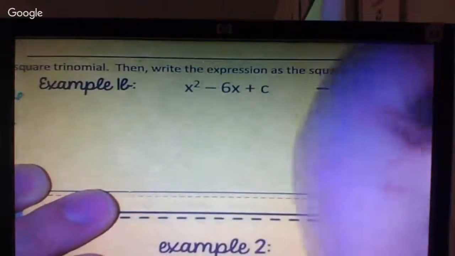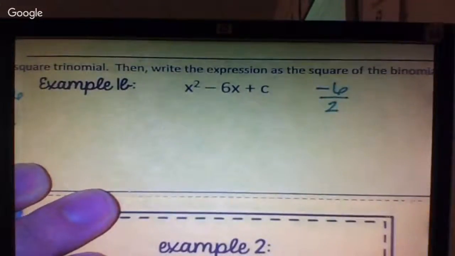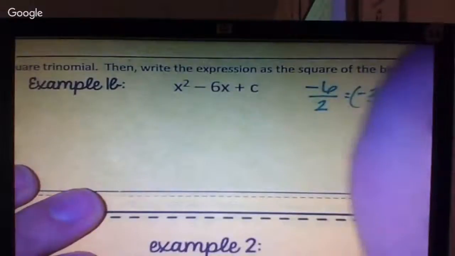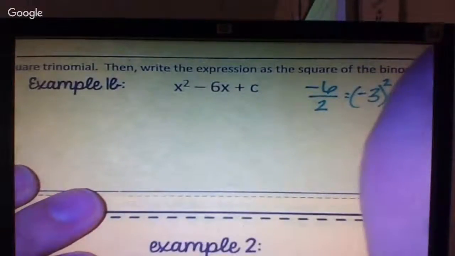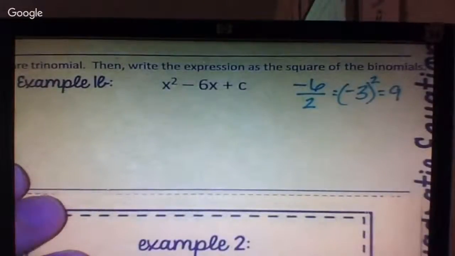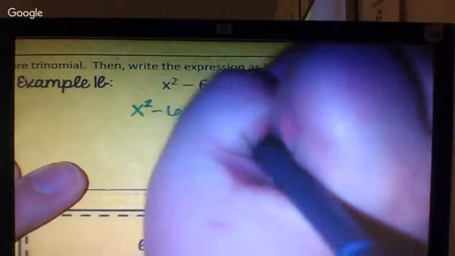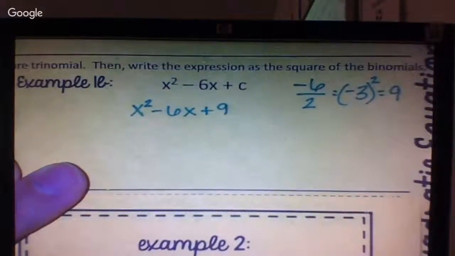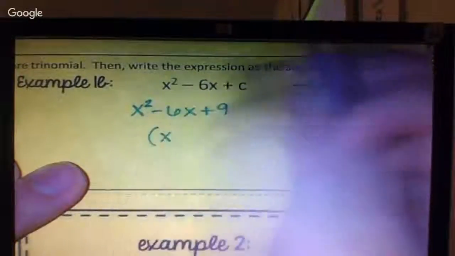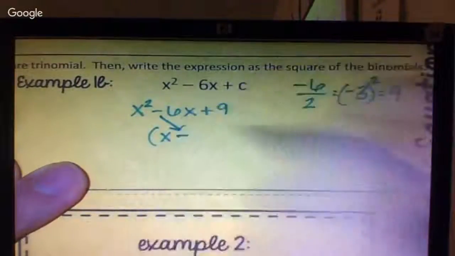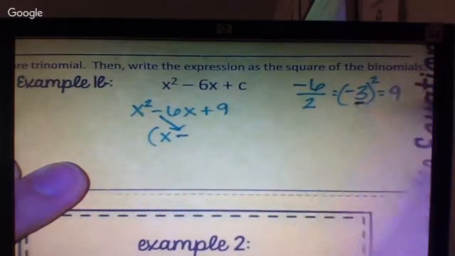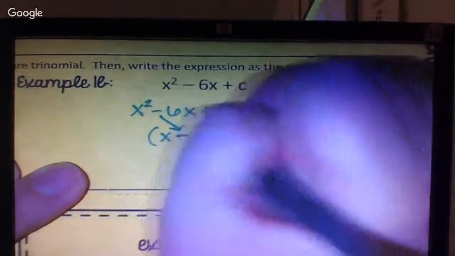Mathematically, it says I need to cut my b value in half. So negative 6 cut in half is negative 3. When you square that, your answer is positive 9. It's negative times a negative. So, as a trinomial, this looks like x squared minus 6x plus 9. As a binomial squared, this is x, because this is negative, it's minus, and this 3, you're 3, squared.